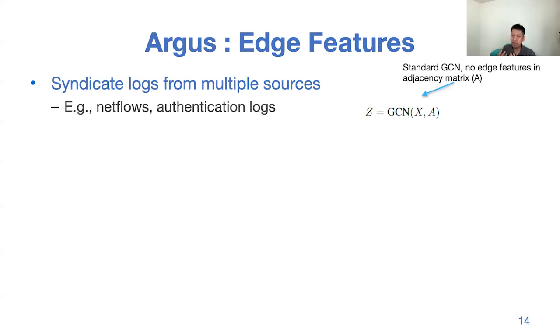And typically, the adjacency matrix is only about the connections between the nodes. It doesn't encode the content information of the edge features. So we need something other than GCN.